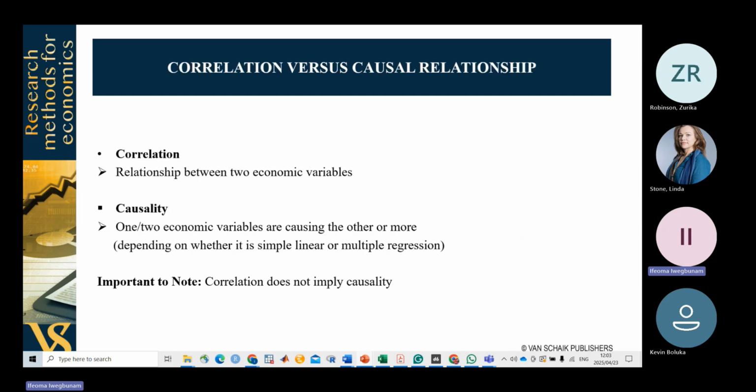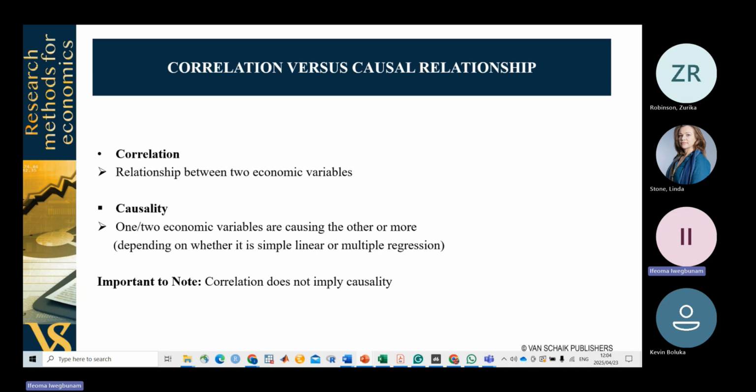Then in time series analysis, the models can be correlated. But even though the models are correlated, it does not mean that each of them causes the other. What do I mean here? Assuming we are trying to measure the impact of government expenditure on economic growth, obviously, theoretically, government expenditure is supposed to lead to economic growth.